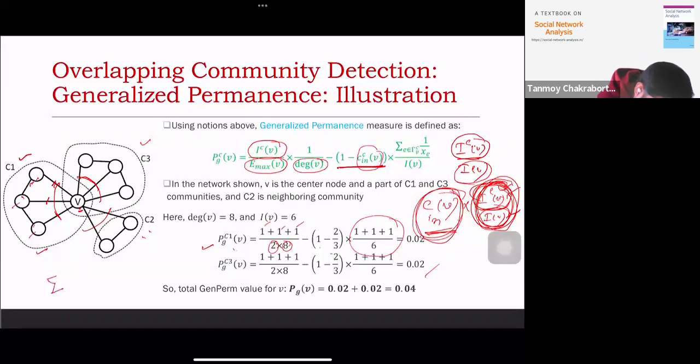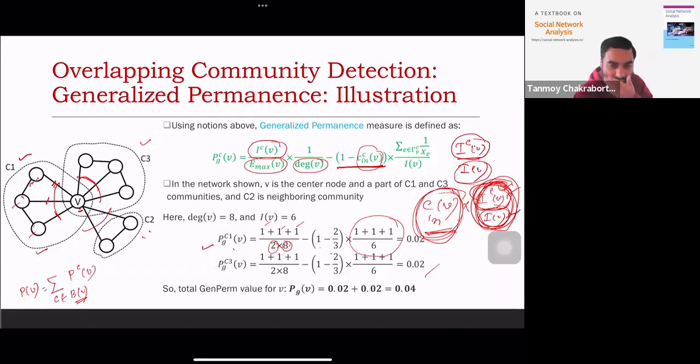If we take the sum of permanence of a particular vertex V in a given graph G, it would basically be over all the communities where the particular node belongs, right? Say this is C of V. This denotes the set of communities where the particular node belongs to, and you measure P of C V. You take the sum of this value. Okay, so this is the formula.